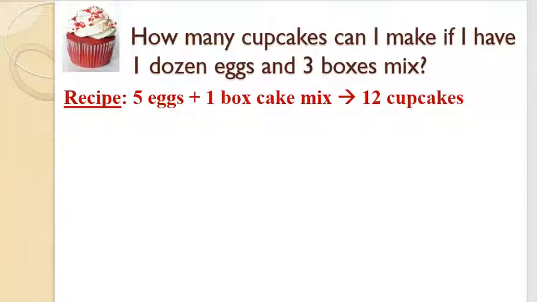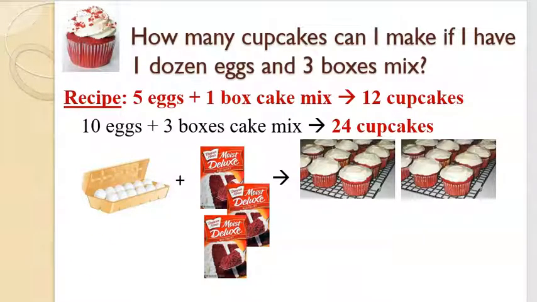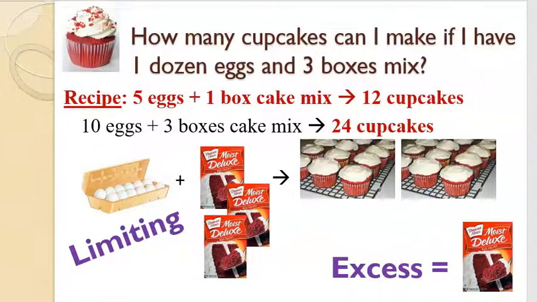So what am I going to run out of first? Okay, so I have a dozen eggs and 3 boxes of mix. If I follow this recipe, I only have a dozen eggs. That means I can only make 2 boxes of mix because I don't have enough eggs to use this 3rd box. So I can only make 24 cupcakes. That means I was limited by my eggs and I had excess cake mix. I ran out of eggs first. I had extra mix.